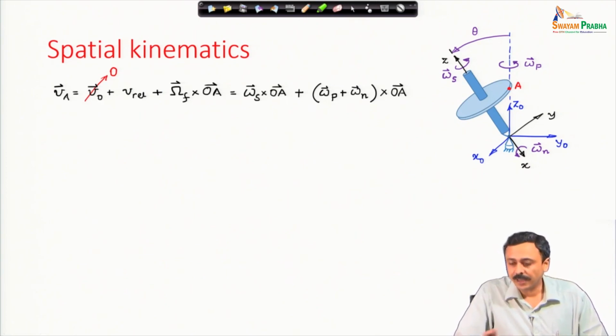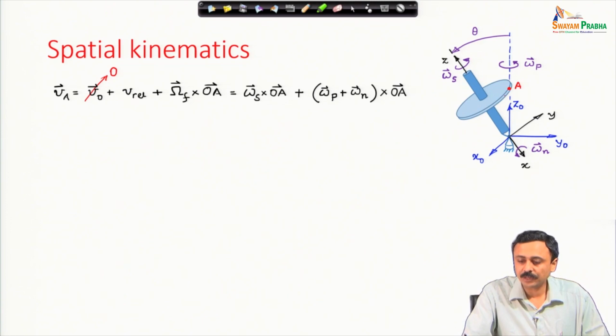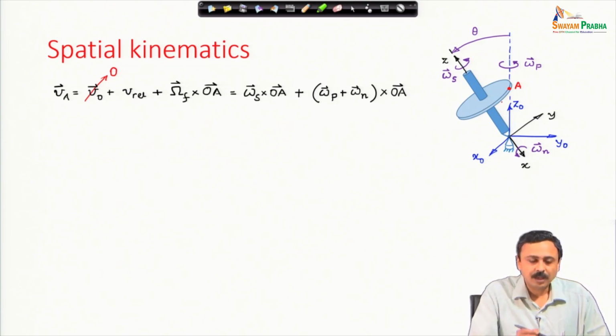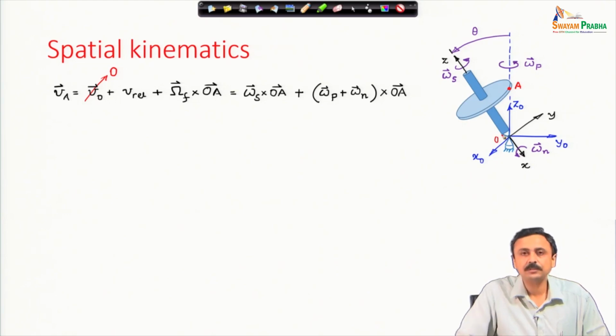Consider now a point A as shown in red on the disk. I want to express the absolute velocity of this point, velocity of point A, in terms of the velocity of a convenient point which can be O. O is the origin of the frame. Therefore, the absolute velocity of point A is the velocity of O, which is 0 of course, plus V rel, the relative velocity as seen by an observer in the frame, plus omega frame cross OA, the OA vector.